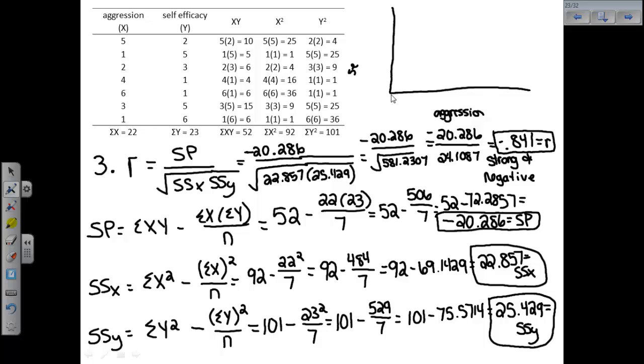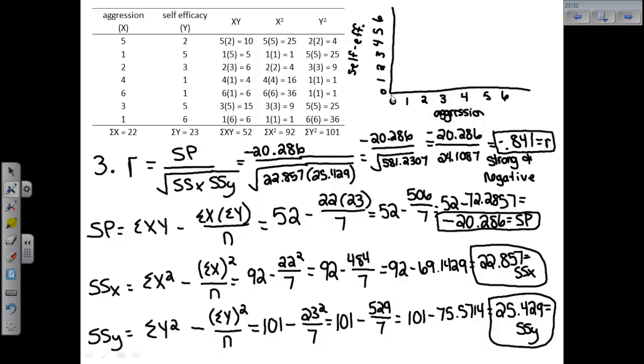Y-axis, self-efficacy. Abbreviate there. So aggression in this case ranges from 1 to 6: 1, 2, 3, 4, 5, 6. And then self-efficacy from 1 to 6 as well: 1, 2, 3, 4, 5, and 6.